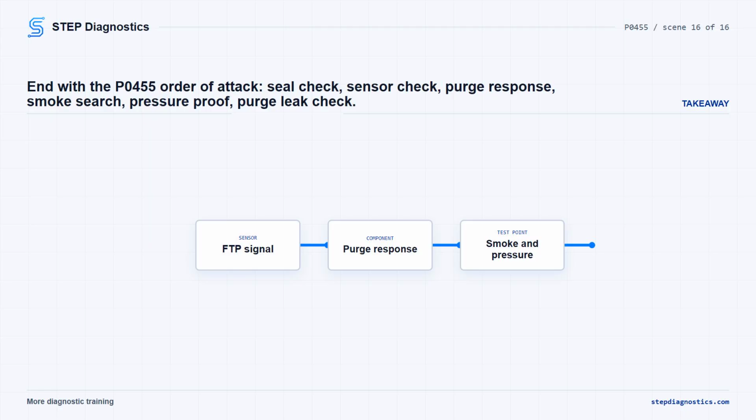The takeaway is simple. On P0455, do not jump straight to parts. Prove the filler seal, prove the FTP signal, prove purge operation, find or rule out the leak with smoke, then verify the repair with pressure testing.